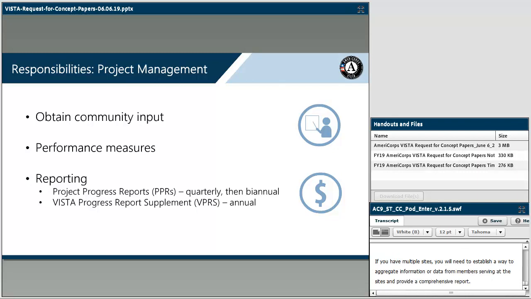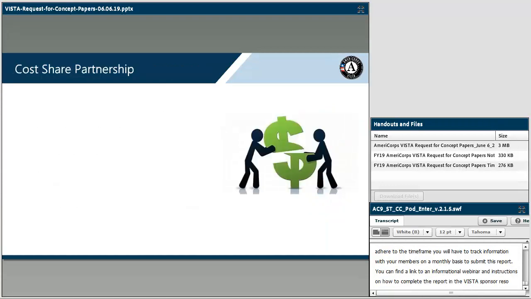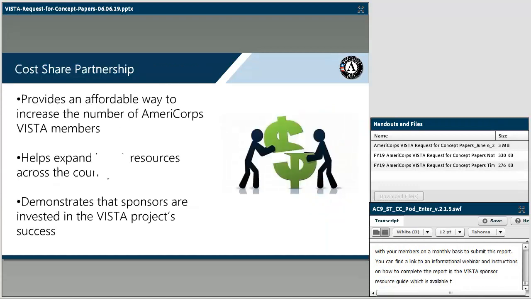The VISTA Progress Report Supplement, or the VPRS, is an annual report that tracks demographic information for your project. It's typically due late in the calendar year, and it's based on our agency's fiscal year, which is October 1 through September 30th. To adhere to this time frame, you'll likely have to track information with your members on a monthly basis to accurately submit this report. You can find a link to an informational webinar and instructions on how to complete this report in the VISTA Sponsor Resource Guide, which is made available to all sponsors.